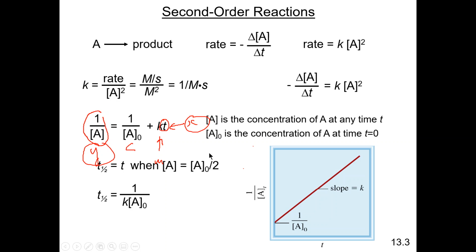Now, going back to the half-life concept, remember half-life is the time when half of the initial amount of the reactant remains. So therefore, if you plug in half-life where t is and A0 over 2 where this is, then you're going to end up with this relationship where the half-life is equal to 1 over k times the initial concentration of A, all right? So that's basically what happens in the case of a second order reaction, the relationship between the concentration and the time.